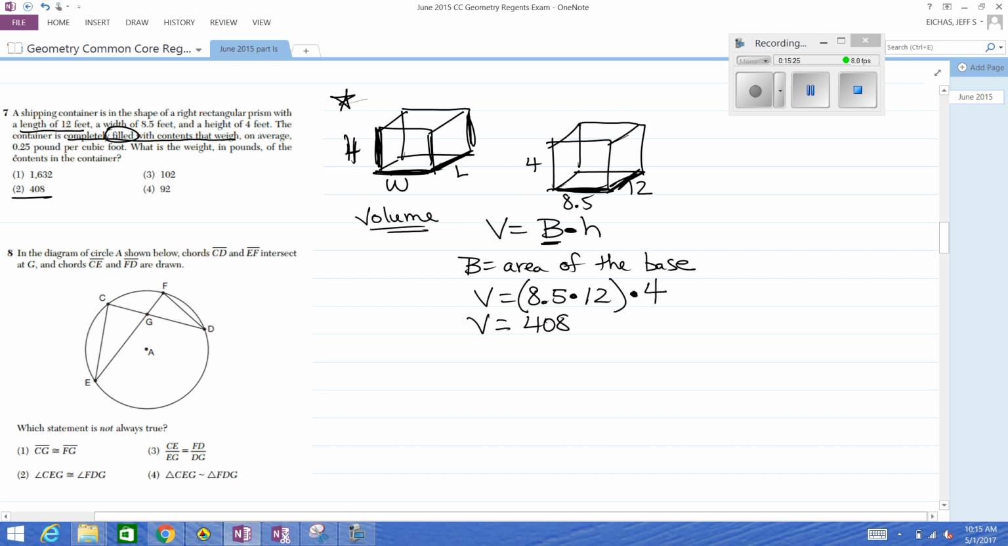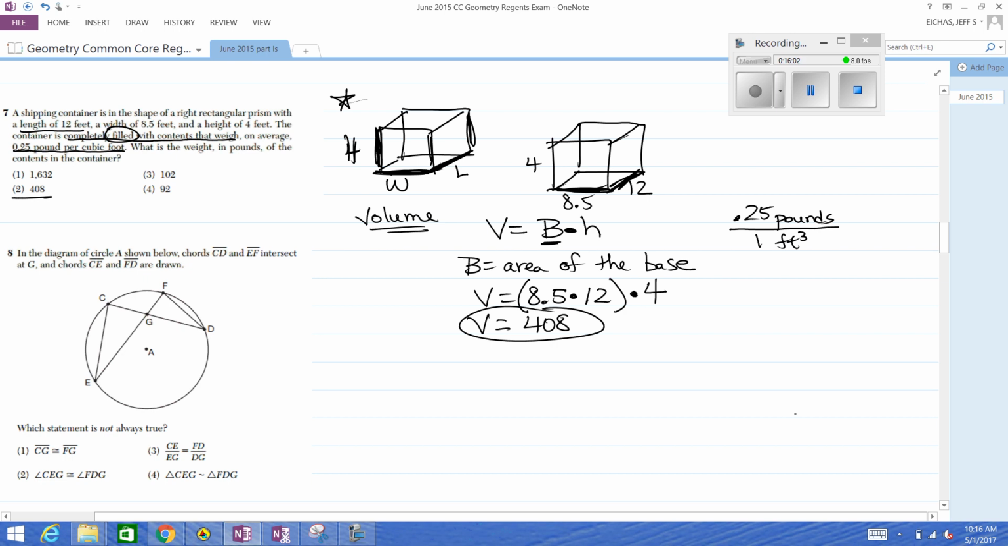On average, a quarter pound per cubic foot. Okay, so this is how many cubic feet we have, 408 cubic feet, but the weight is 0.25 pounds per cubic foot. Here's what that means. It's 0.25 pounds. Now I should say lb, but not everybody knows that, so I won't confuse us more. For every 1 cubic foot. That's the ratio.